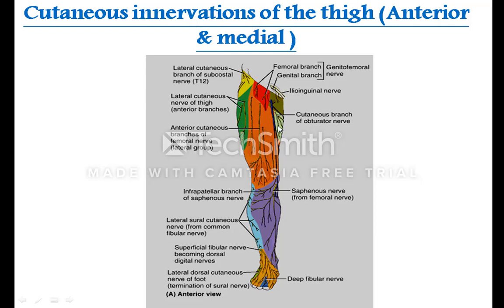Medially, we have the cutaneous branch from the obturator nerve supplying this small area here, and above it is supplied by the ilioinguinal nerve. The lateral part is innervated by the lateral cutaneous nerve of the thigh, supplying this area here.